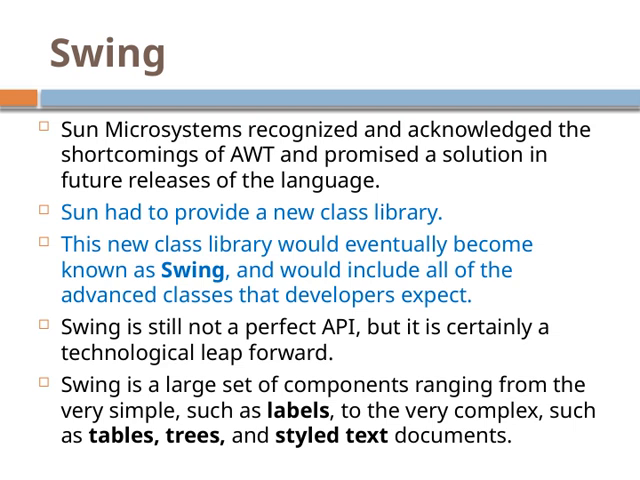One of the most notable aspects of Swing is its extensive set of components. These range from the very simple, like labels, to the highly complex, such as tables, trees, and styled text documents. This flexibility allowed developers to create much richer and more interactive applications, aligning with the overall goal of making Java a powerful platform for desktop applications.